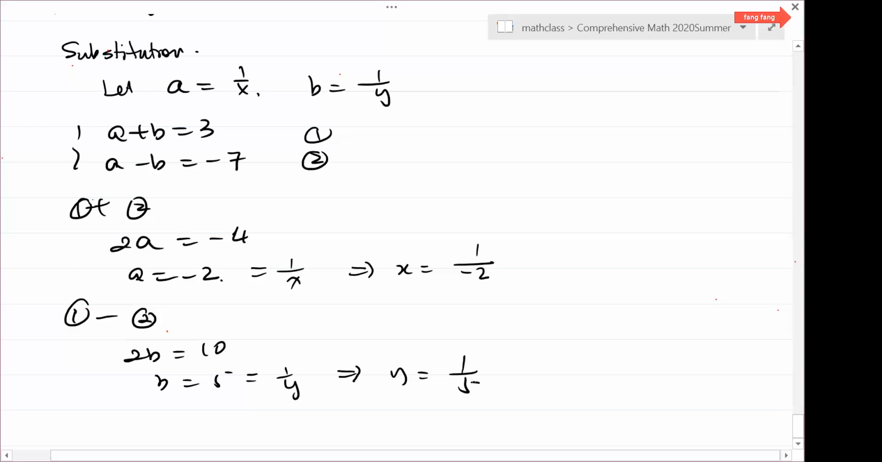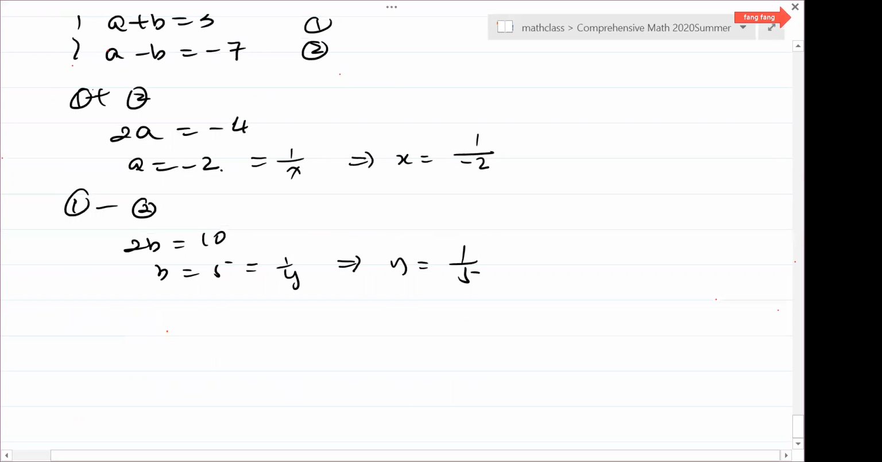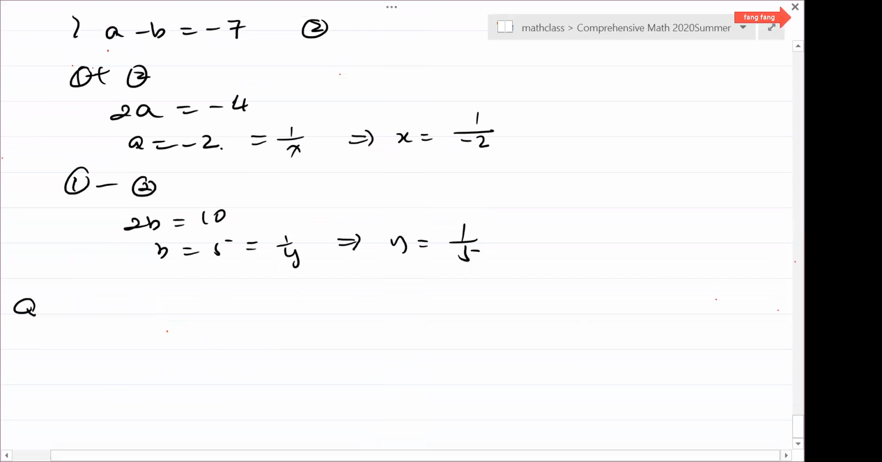So sometimes if you introduce a substitution, it will make the problem simpler. So you have to modify the equation to solve it.